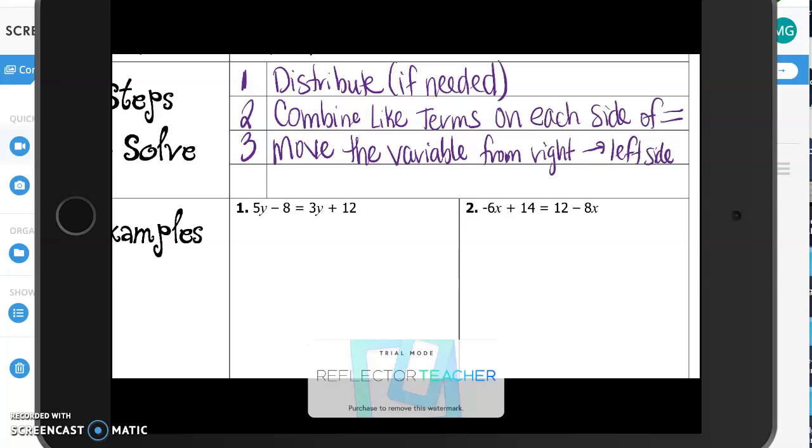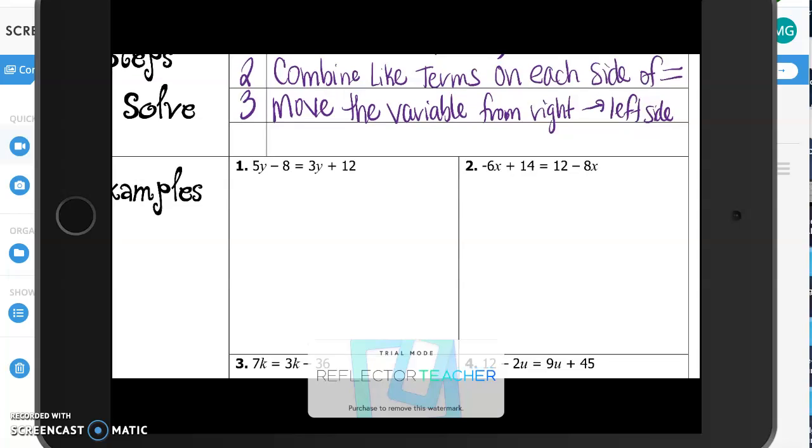So I'm going to do that right away in number 1. We don't have to distribute because there's no parentheses, and we don't have to combine like terms because there are no like terms on each side of the equal sign. So I'm actually starting with step 3. I'm going to move the variable from the right to the left. So that means I'm going to subtract 3y to get it to go away. Subtract 3y. So 5y minus 3y is 2y minus 8 is equal to 12.